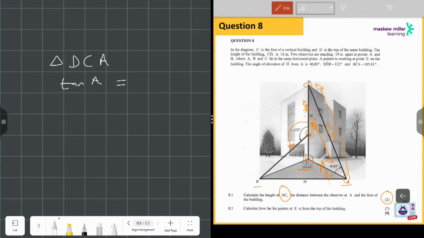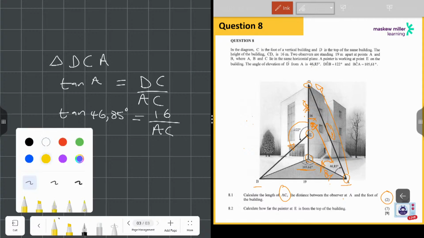Tan of an angle A will be equal to opposite, which is DC, over adjacent, which is AC or CA. This is what we are looking for. This is what we have. Then we're going to write it as tan 46,85 degrees, which will be equal to, DC is given to be 16. We are looking for AC.